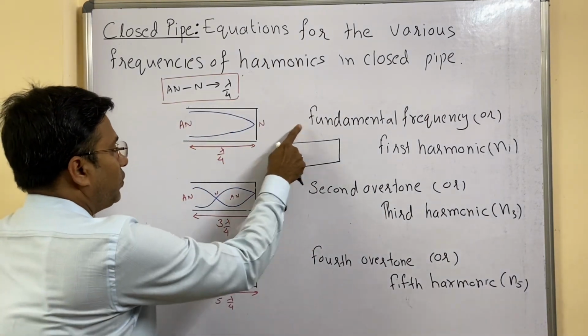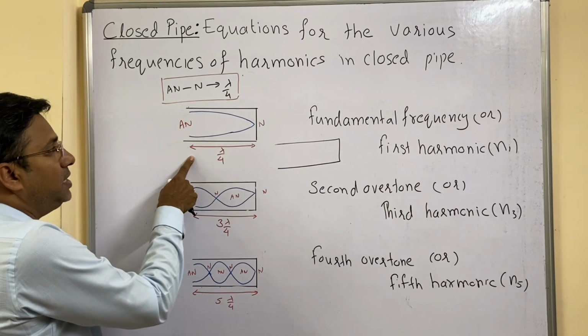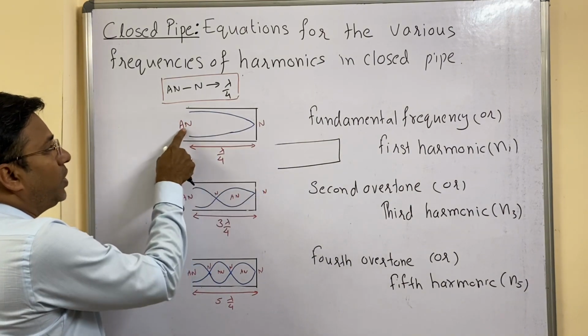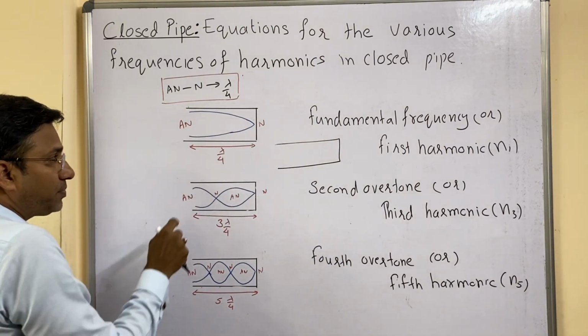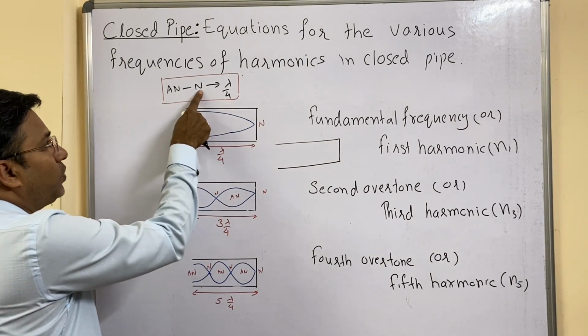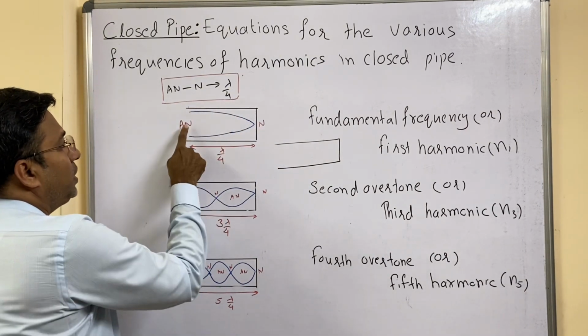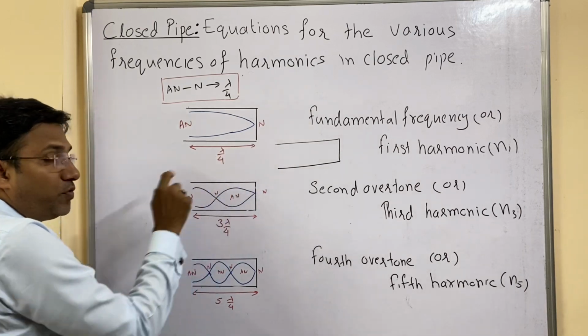For the fundamental frequency, this is the diagram. You can see here in the closed pipe, one antinode and one node is there. As you know, the distance between antinode and node is lambda by 4. So here, antinode to node, lambda by 4, we have written.